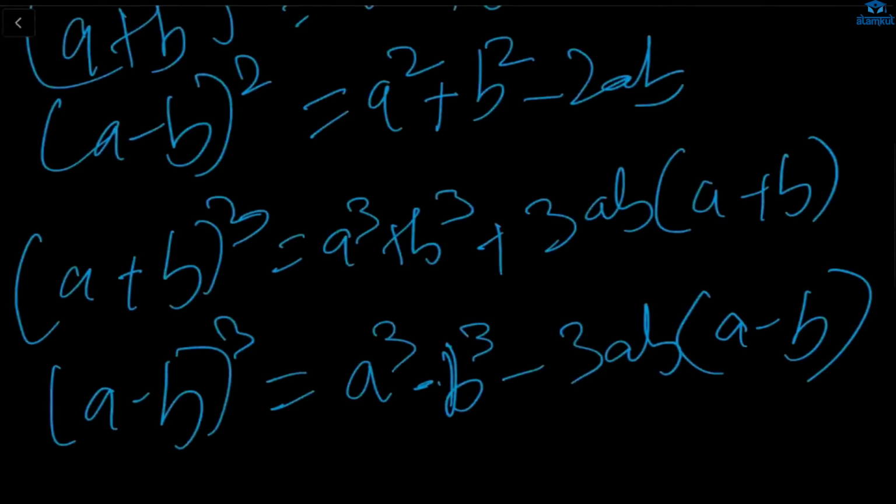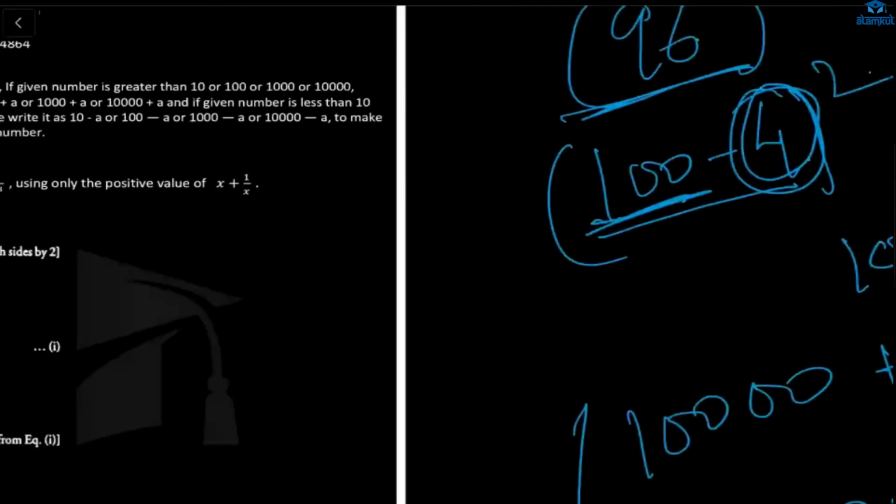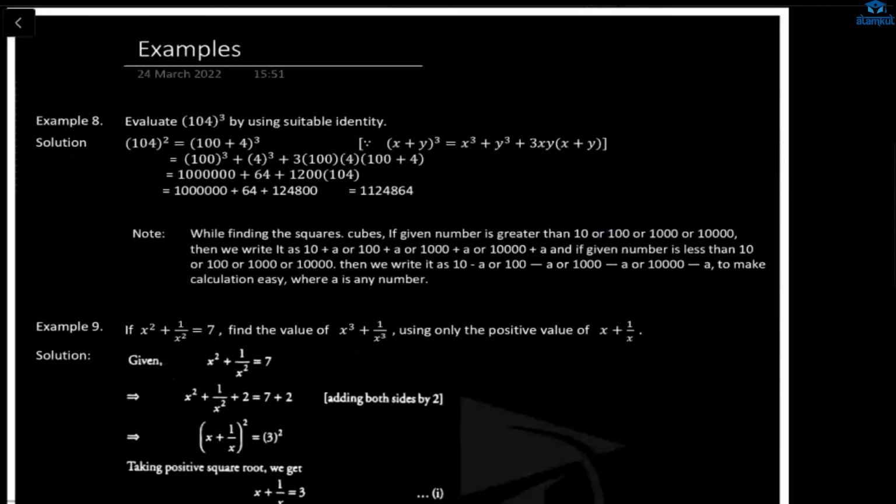So after deciding how you are going to represent the number, like here it is cube, you expand it with that identity. If it is in square, you expand it with that identity. In that way you'll get the answer very easily.